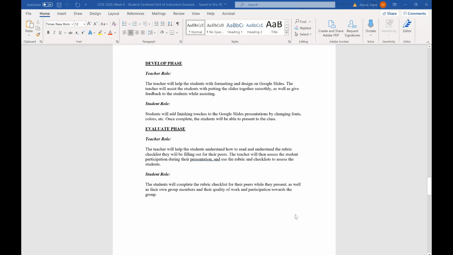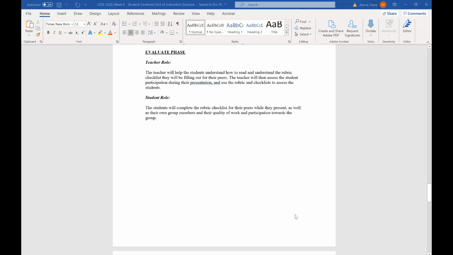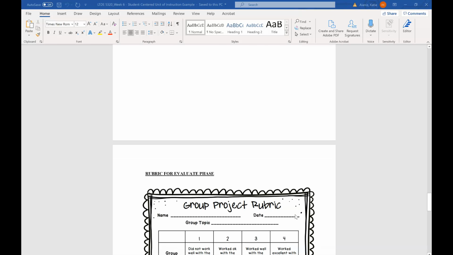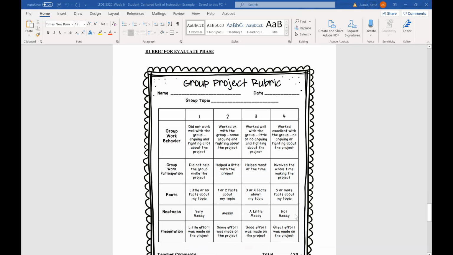This example then includes the develop phase and discusses the teacher role as well as the student role. And then finally, the evaluate phase, again, discussing both the teacher role as well as the student role. You will also want to, of course, include a rubric for the evaluate phase.